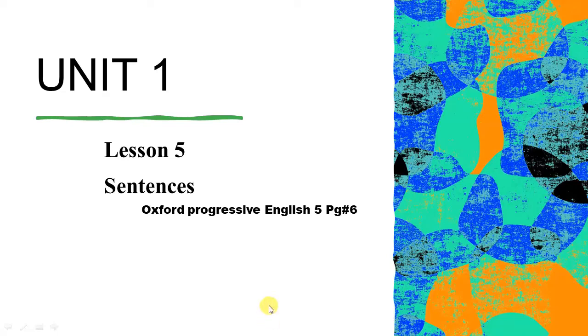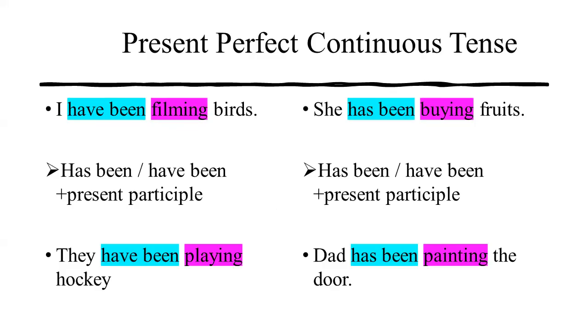We will continue to Unit 1, Lesson number 4, Oxford Progressive English 5. The topic of the lesson is sentences and the page number is 6. The topic of our concern today is present perfect continuous tense.